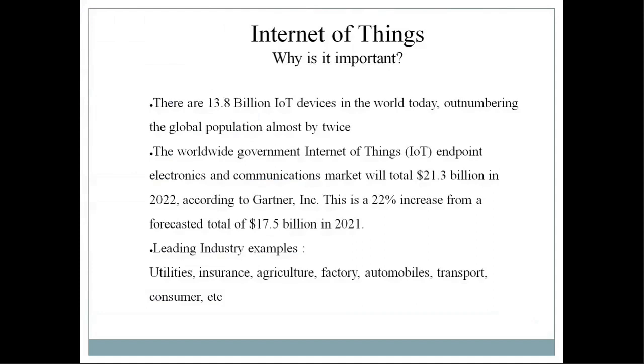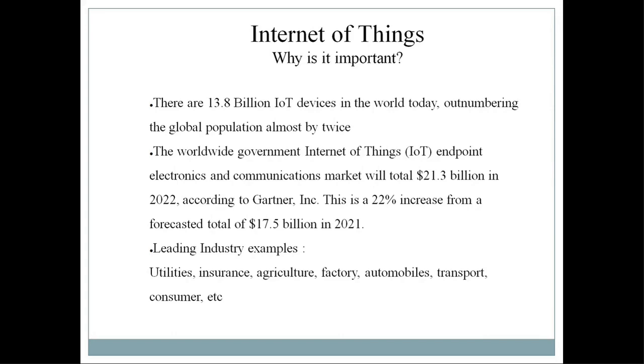So why is it important? There are 13.8 billion IoT devices in the world today, right? Outnumbering the global population almost by twice. The worldwide IoT endpoint electronics and communication market is forecast to total 21.3 billion, it is just a prediction, right? In 2022, but according to Gartner, this is a 22% increase from a forecast total of 17.5 billion in 2021. So it is more than 4 billion increase in the market of Internet of Things.